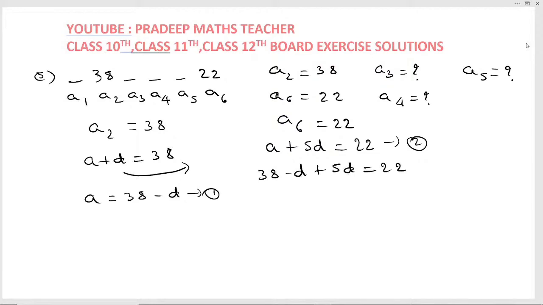Now send 38 to the right hand side. So minus d plus 5d remains the same, 22 remains the same. So 38, if you send 38 to the right hand side, it's minus 22 children, sorry. So they have given it's minus 22. So in the question it's minus 22.